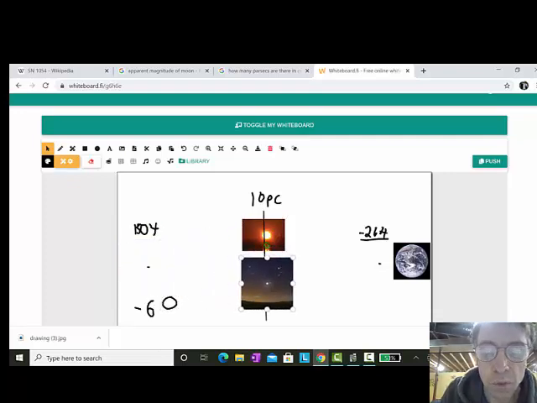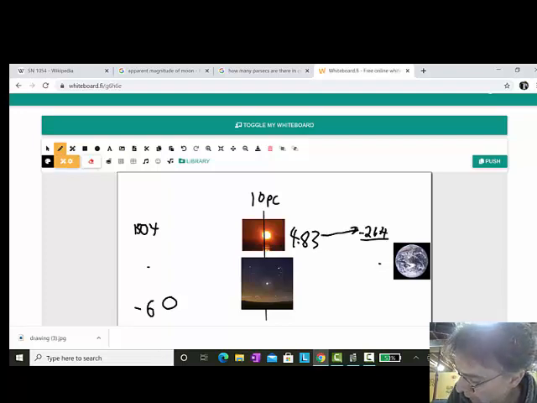And now astronomers will measure the magnitude at 10 parsecs. So it's actually like measuring the apparent magnitude at 10 parsecs. And we're going to get, for the sun, an absolute magnitude of 4.83, which is much fainter than the minus 26.4. And for the supernova, we're going to get an absolute magnitude of minus 19.3, which I just took as the absolute magnitude for most type 1a supernovas, which we'll go over in another video.